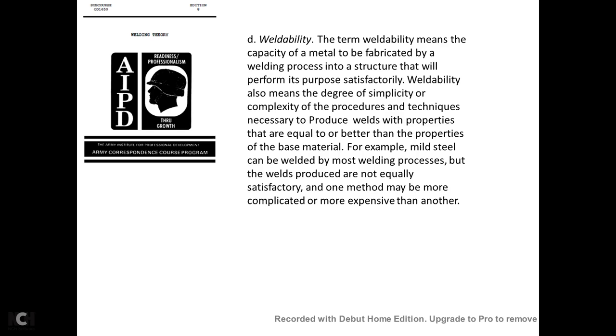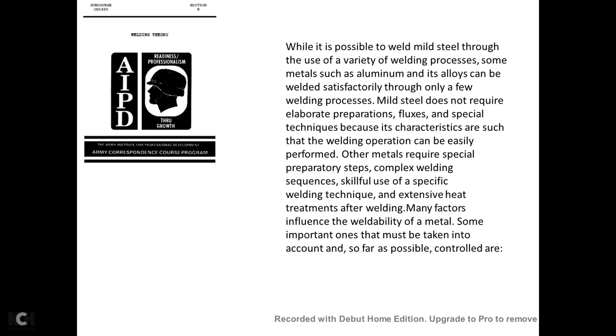Weldability. The term weldability means the capacity of a metal to be fabricated by a welding process into a structure that will perform its purpose satisfactorily. Weldability also means the degree of simplicity or complexity of the procedures and techniques necessary to produce welds with properties equal to or better than the properties of the base metal. For example, mild steel can be welded by most welding processes, but the welds produced are not equally satisfactory. One of the methods may be more complicated or more expensive than another.